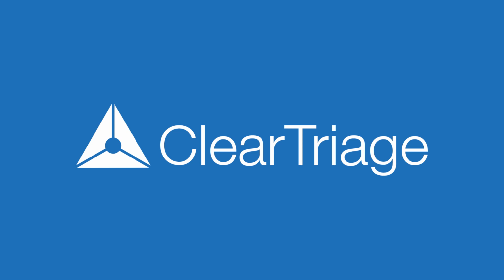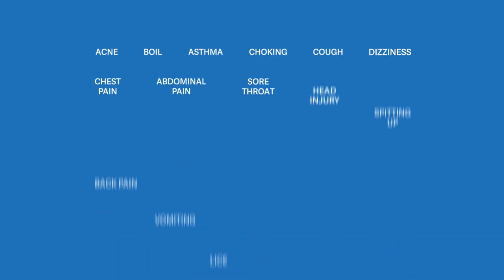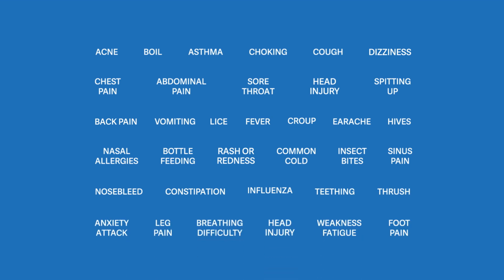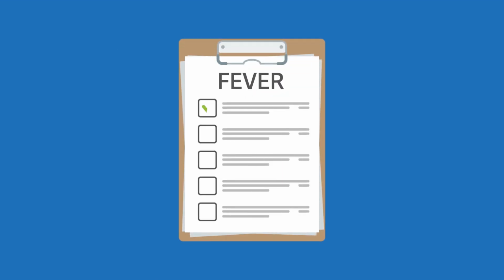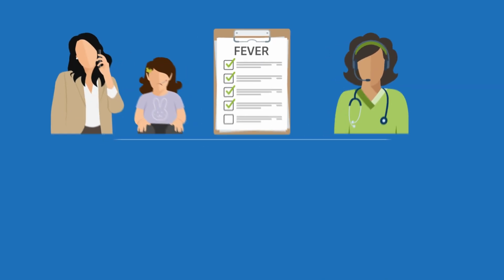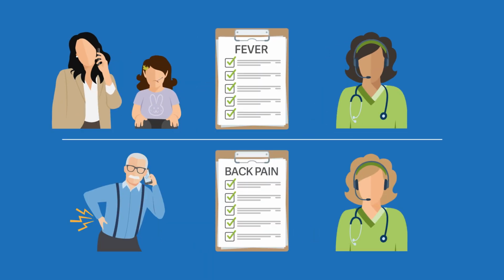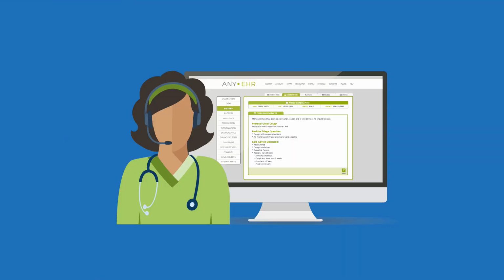ClearTriage improves the consistency and safety of your telephone triage calls by empowering your nurses with evidence-based protocols. Each protocol provides a checklist to help your nurses efficiently triage both pediatric and adult patients, then offer care advice if needed. And every call is clearly documented in your EHR.